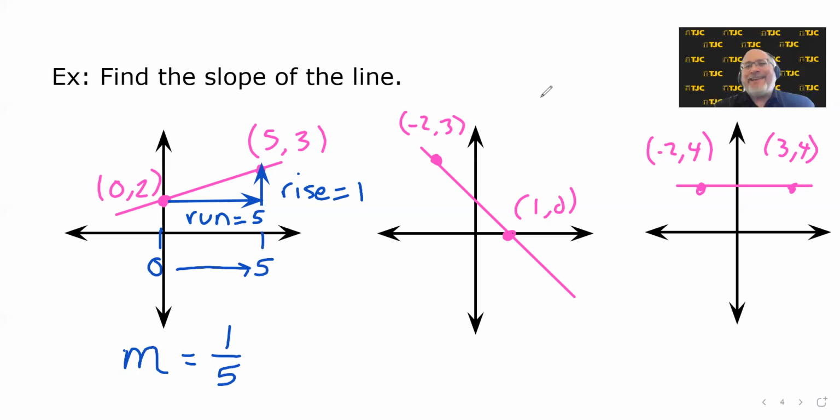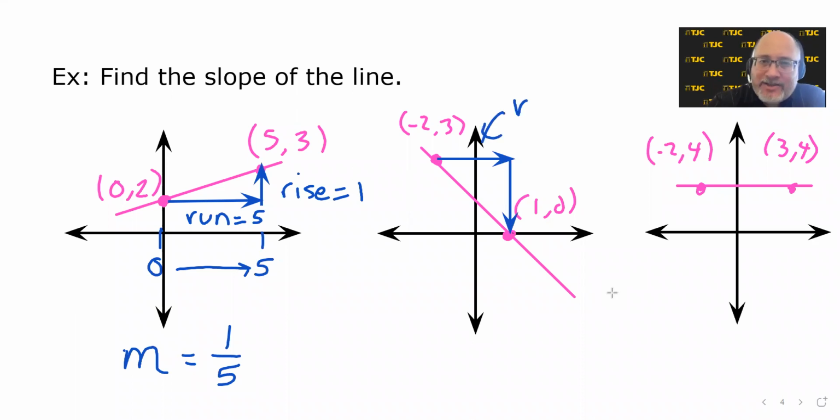But what about the second picture? On the second picture, if we start at the point (-2, 3), we would have to run to the right a certain amount until we're above the second point, and then turn and quote unquote rise to go to the point (1, 0). And the reason I said quote unquote rise is because we actually went down instead of up.